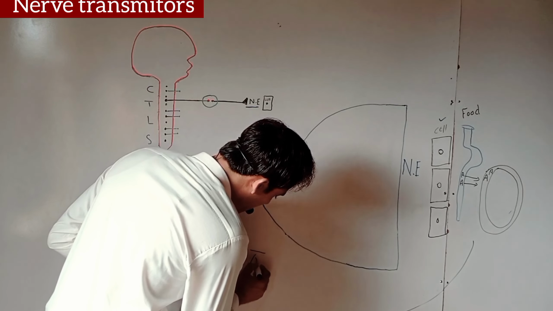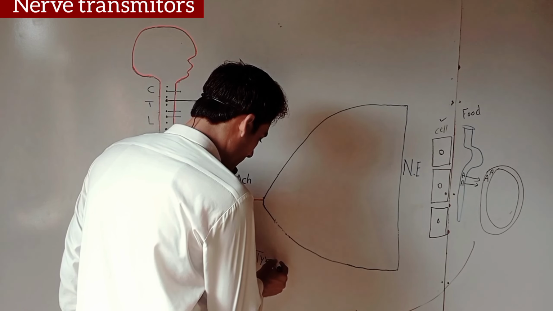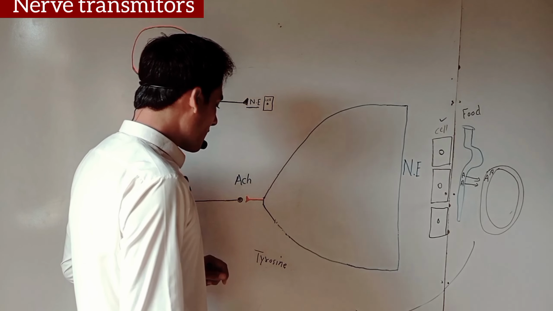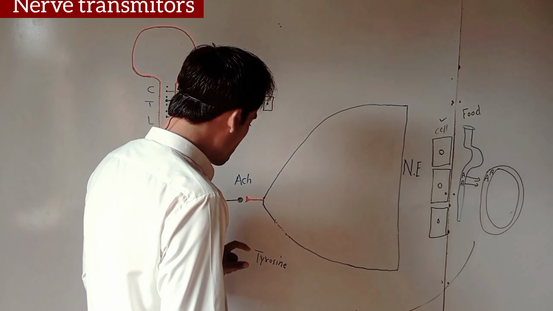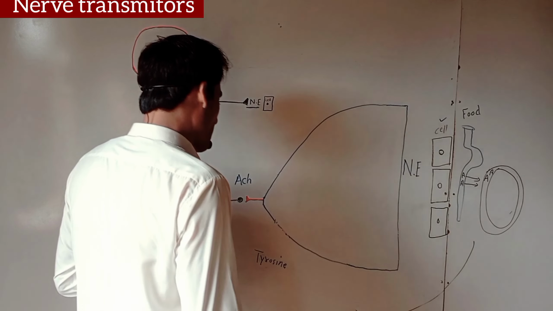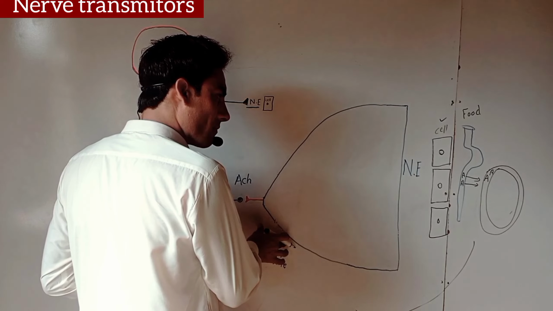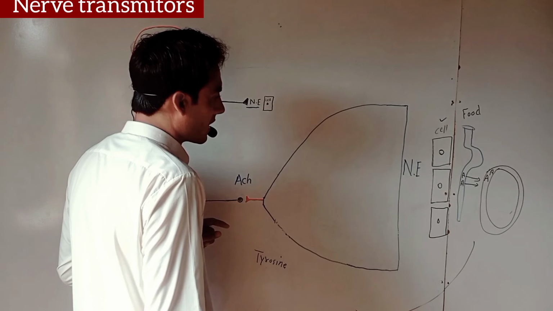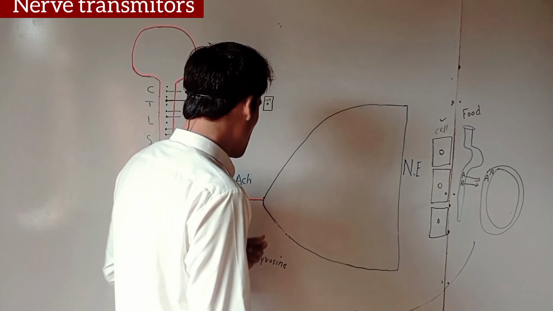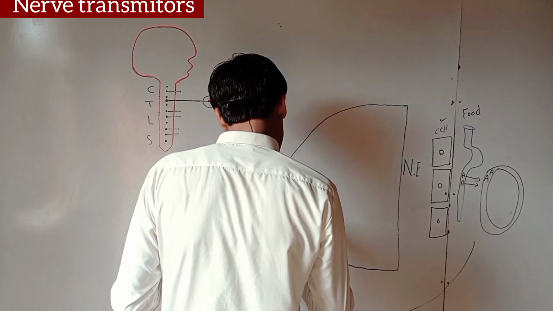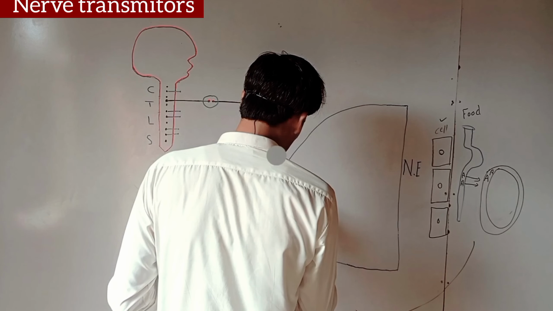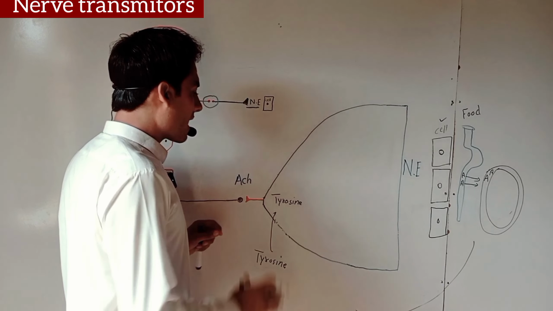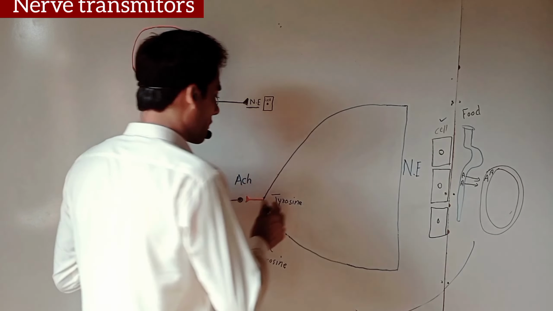When tyrosine comes near the nerve ending, in the extracellular fluid, there is a special transport mechanism present in the nerve ending. A tyrosine pump mechanism is present in the nerve ending that carries tyrosine into the nerve ending. Once the tyrosine enters the nerve ending, an enzyme will work on it and convert it into DOPA.